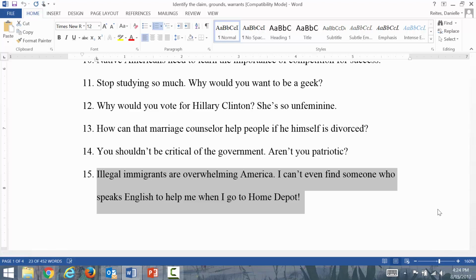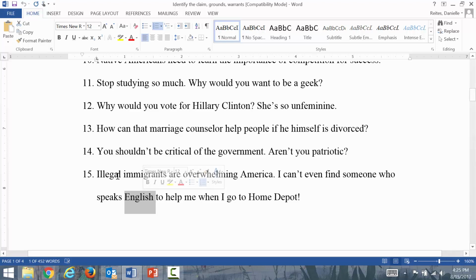But what is the claim here? Illegal immigrants are overwhelming America. Support? I can't even find someone who speaks English to help me when I go to Home Depot. What are some assumptions this speaker is making? I think there are multiple ones here, right? One of them is that someone who doesn't speak English is an illegal immigrant. That's an assumption. That's not a fact. That Home Depot hires illegal immigrants? Maybe true. I don't know. I don't think it is, but they're assuming it is. I don't think they've checked with Home Depot.